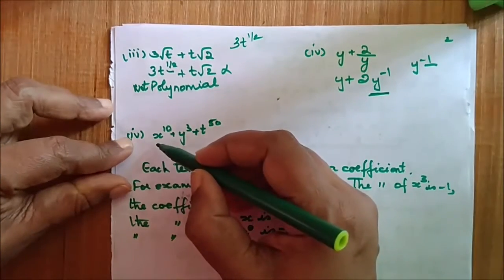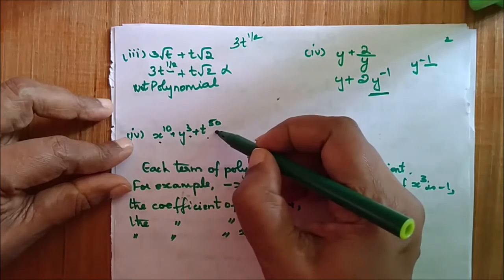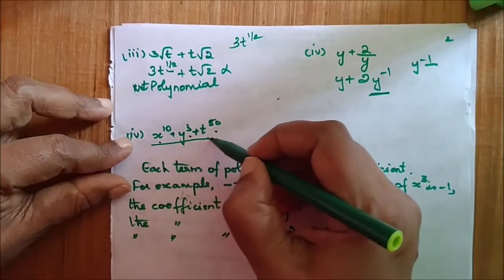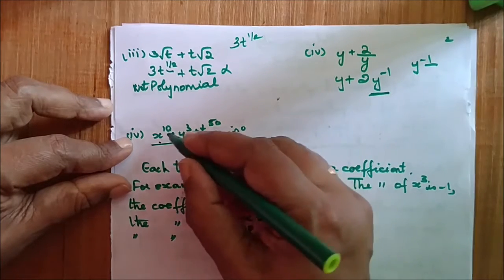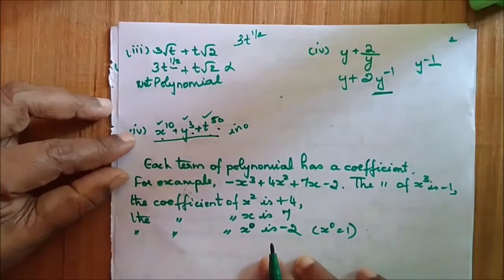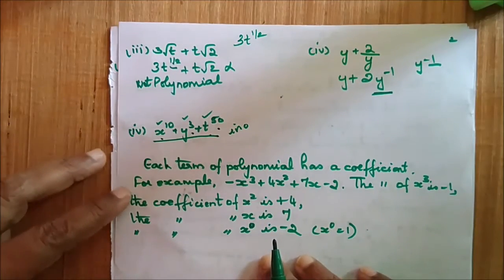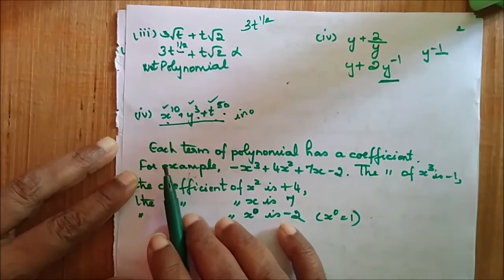Now, let me take this. This is x power 10 plus y power 3 plus t power 15. This is not a polynomial in one variable because there are three variables x, y and t. So this is not a polynomial in one variable. I hope you get it. Now let us go to the next topic.